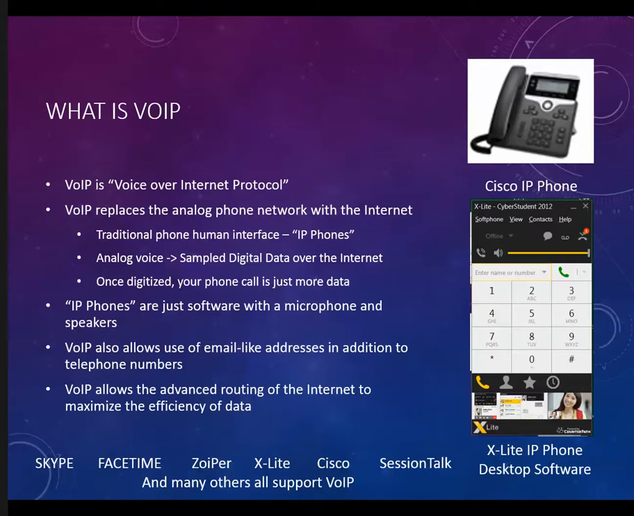One of the example software phones, or software SIP phones, is shown here as X-Lite, which is an IP phone application that provides you a window that looks just like a phone, but it is actually running under Windows on your desktop, and it uses your desktop hardware to implement the functions of a phone. Some of the other popular VoIP-related systems include Skype, FaceTime, Zoiper, and Session Talk.